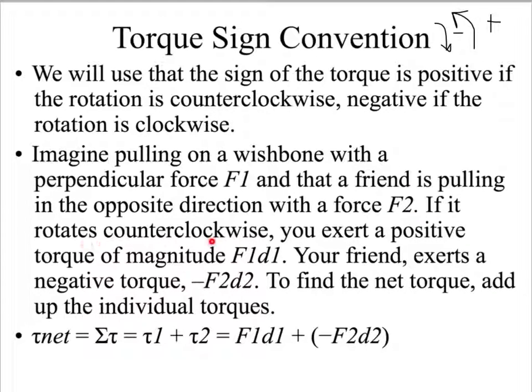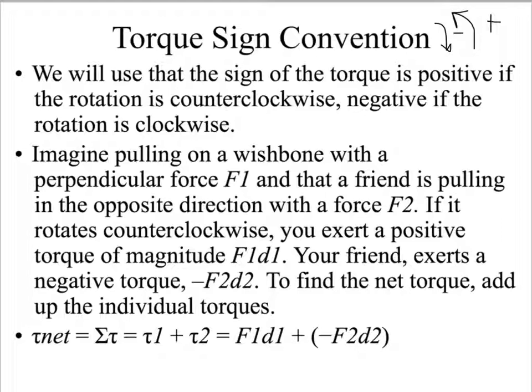If it rotates counterclockwise, when both of you pull on that wishbone, we're going to have some positive value here. We have to get a total or net torque, and that's what the equation down here shows. If it rotates counterclockwise, we have a positive torque because of direction. Your friend exerts a negative torque. So let's say your torque's positive, your friend's negative. You pulled this way, your friend pulled the other way.